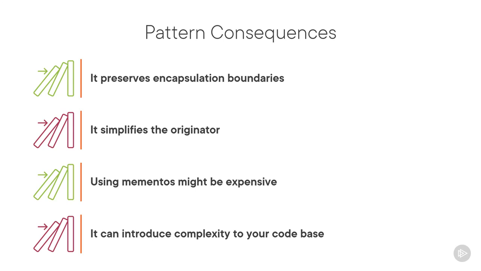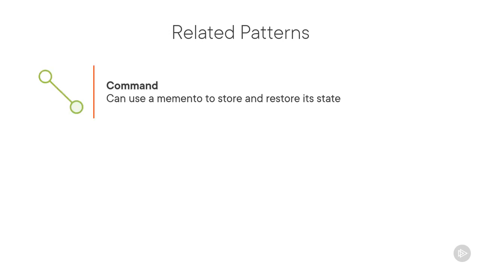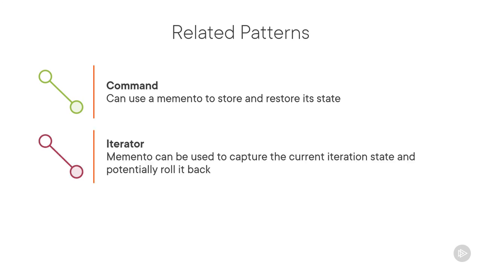Let's check out the related patterns. The first related pattern is the command pattern, as it can use a memento to store and restore its state. That's exactly what we did in the demo. Next to that, mementos can also be used for iteration. In that case, a memento can be used to capture the current iteration state and potentially roll it back.